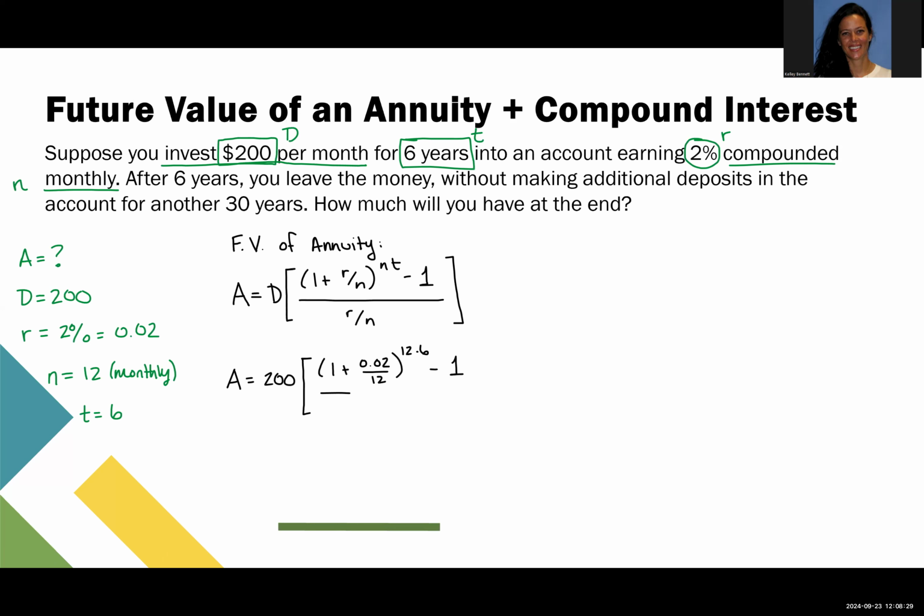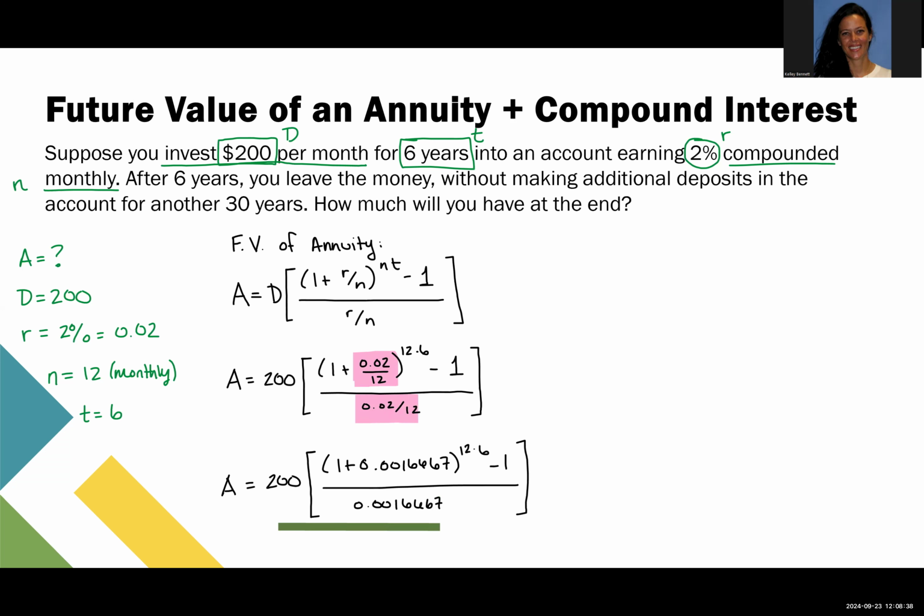So let's go ahead and plug all these values in. And as we've done in the past, let's work with these fractions and put them in decimal form. Next, we're going to work inside the parentheses. Oh, and we're going to do the exponent.